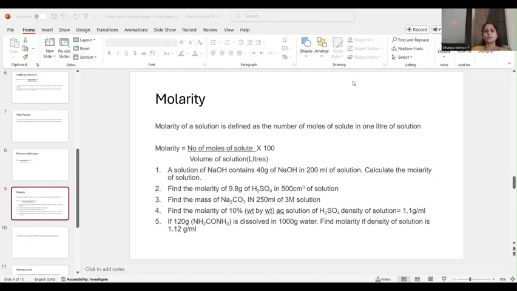Okay, students, now we come to our next concentration unit, which is called molarity. As you can see, molarity of a solution tells you how many moles of the solute there are in 1 liter of the solution. Here also they are talking about the solution. So how many moles of solute are there in 1 liter of the solution, right? So let's check out.